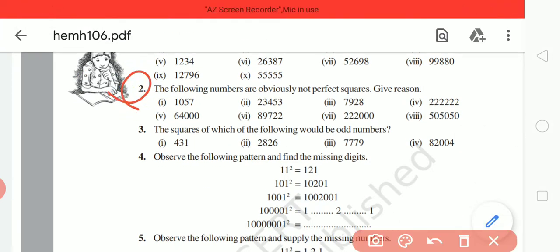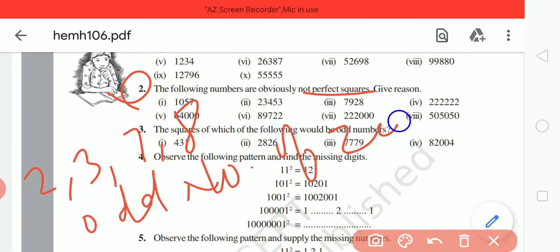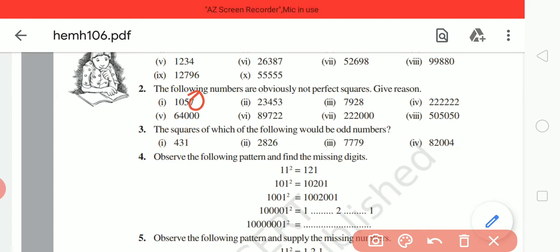Now come to question number 2. Which of the following is not a perfect square? I told you the number that ends with 2, 3, 7, 8 and an odd number of 0s is not a perfect square, right? So let us find. First, 1057 ends with 7, so the unit digit is 7 and it will not be a perfect square. Its unit digit is 3, so it is not a perfect square. Unit digit is 8, so it is not a perfect square. Unit digit is 2, so it is not a perfect square.